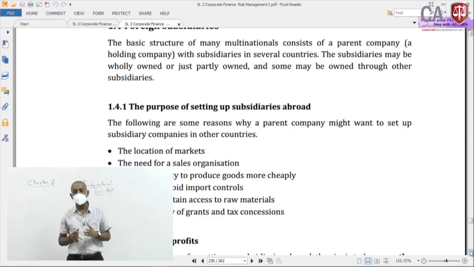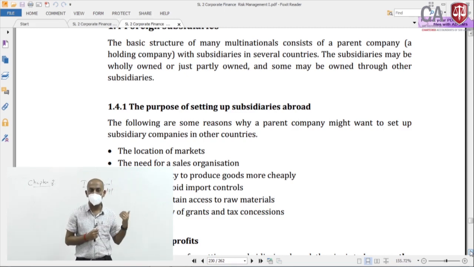The opportunity to produce goods more cheaply, very important. Maybe the Sri Lanka cost of production is expensive, so you move into another market, another country, putting up a subsidiary company, your cost of labor is cheaper. Then need to avoid import controls. Sometimes the products, some things what we are going to do, it's costly. Now for Sri Lanka, if you are importing vehicles in Sri Lanka, huge tax. Right, you are paying huge tax to government to import a vehicle.